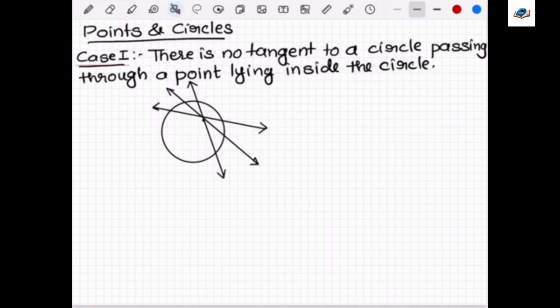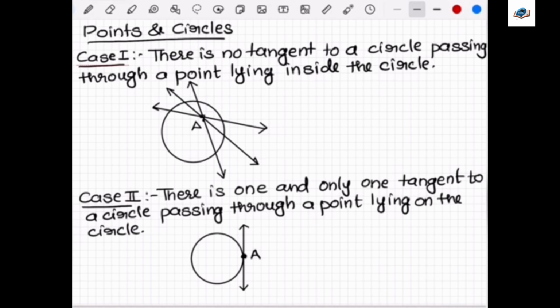Now the cases. First, there is no tangent to a circle passing through a point lying inside the circle. That means if this is the point A lying inside the circle, I can't have any line passing through that which is tangent to the circle. Now, case 2 says there is one and only one tangent to a circle passing through a point lying on the circle. That means in the figure, only A can be the one point from which the tangent can pass. There can't be any other tangent through the same point.